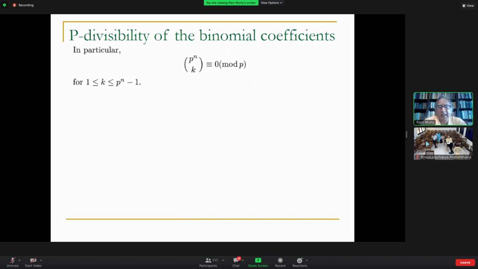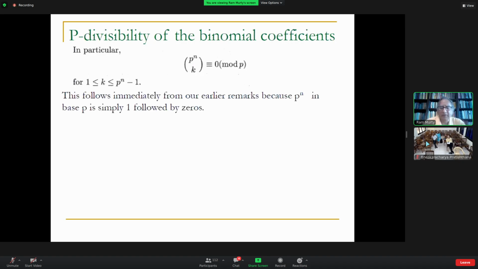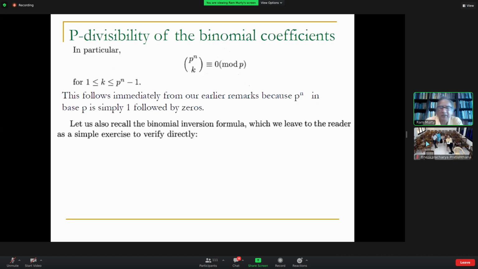Now, what I want to say is: p choose k is clearly divisible by p, but is p to the n choose k divisible by p? And the answer is yes, because of the Lucas theorem that I just talked about. What is the p-adic expansion of p to the n? Well, p to the n, it's already there. And then what is the p-adic expansion of k? Well, whatever it is, it doesn't matter, because once you've taken the p-adic expansion of p to the n, the first coefficient is just simply 1, and everything else is followed by zeros. Therefore, you end up immediately getting this congruence for all the k's between 1 and p to the n minus 1. That's a beautiful way of getting this.